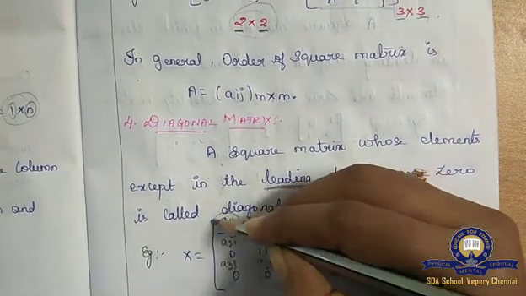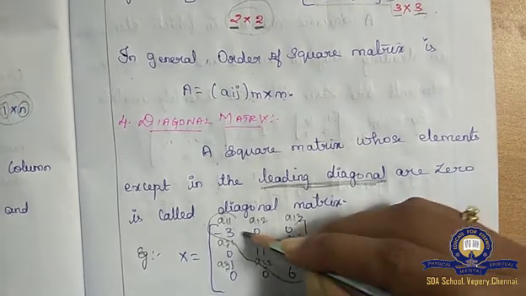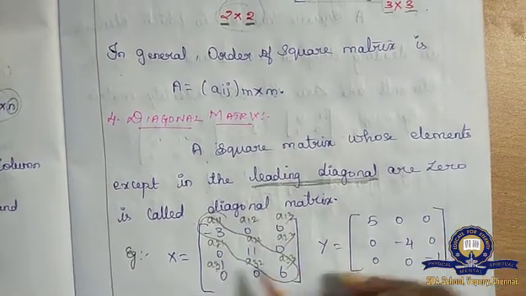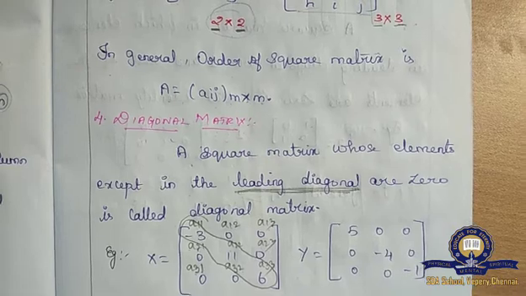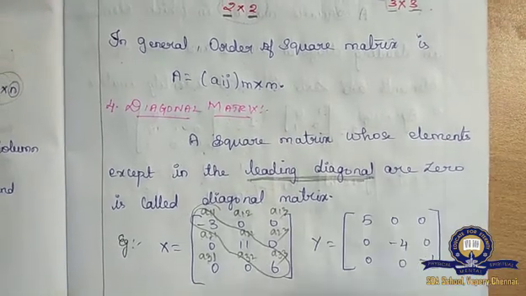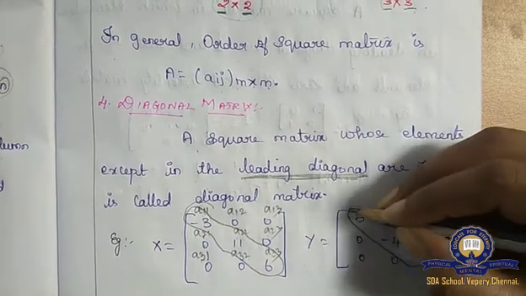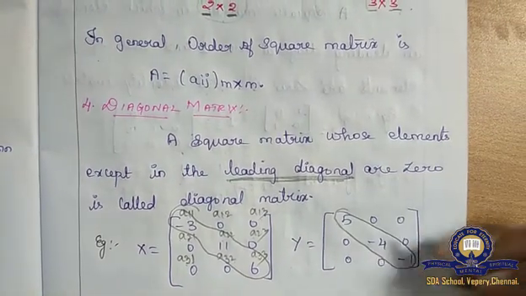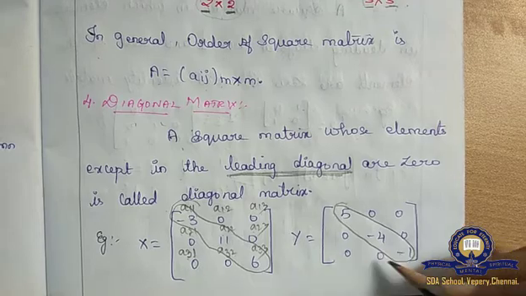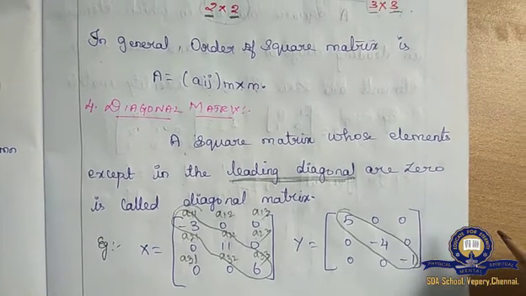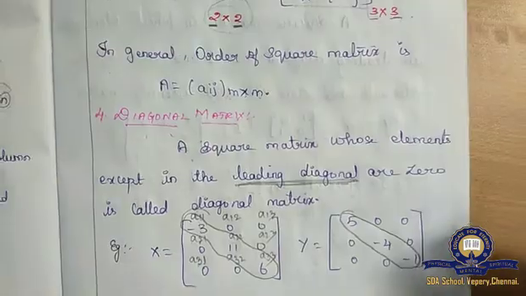This leading diagonal should contain the elements. Except for the leading diagonal, all the other elements will become 0, right? This is called the diagonal matrix. Here also only the leading diagonal will contain some elements, and the rest of the elements will all become 0. That is called the diagonal matrix.